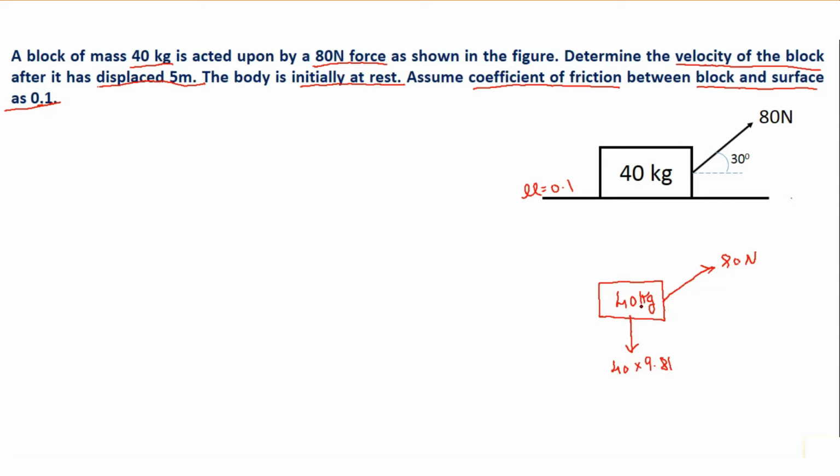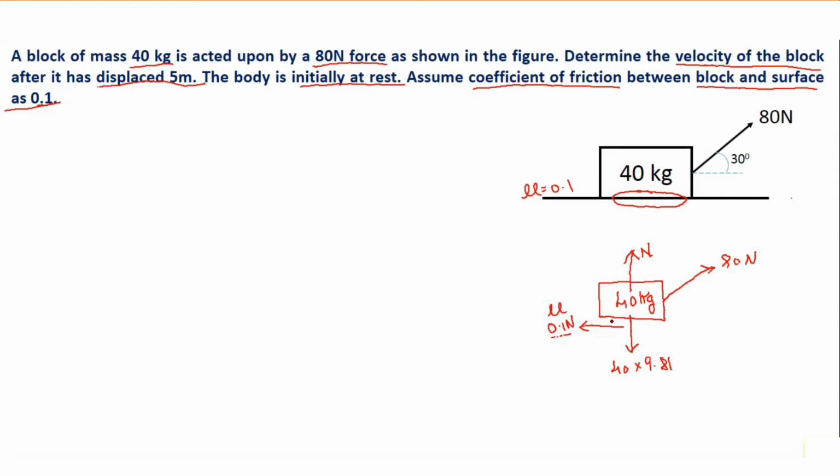The third force is the reaction from the contact surface. As this body is in contact with this surface, there will be a reaction from the surface to the body, and let that reaction be N. The next force to be shown on the body is the friction force. As you can see, the force is towards the right side, so the body will also move towards the right. As the body is moving towards the right, the friction force will be towards the left, and the value of the force will be 0.1 multiplied by N, where 0.1 is the coefficient of friction, that is μ.